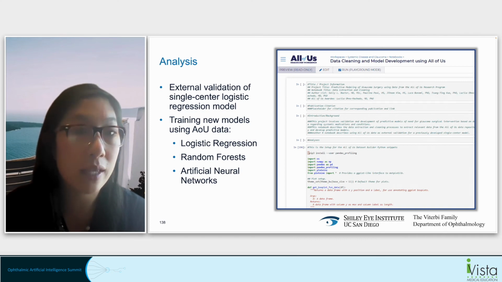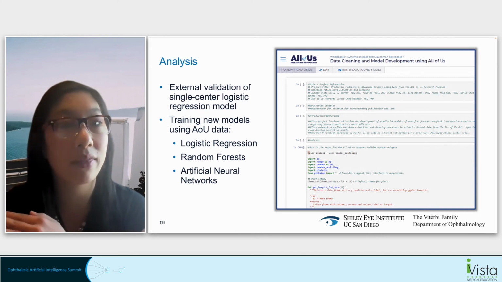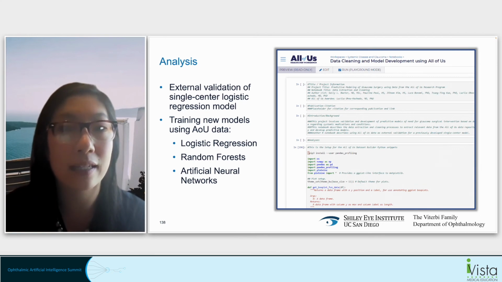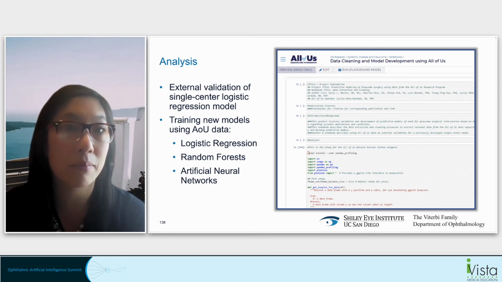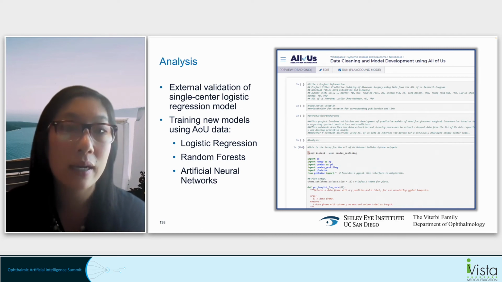And then when you do the analysis, essentially you can designate your cohort, extract the data on the variables you're interested in, and then spin it up and analyze it in a Jupyter Notebook environment. They have notebooks in R as well as in Python, so there's some flexibility depending on what your teams typically use. And in this case, we trained models using logistic regression, random forest, and artificial neural networks.